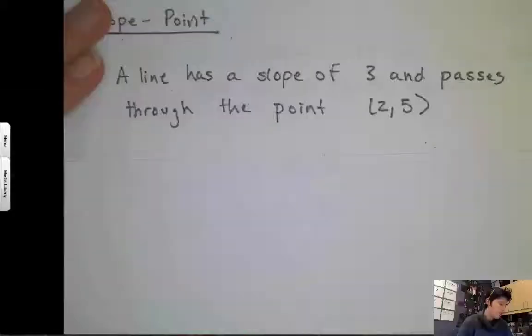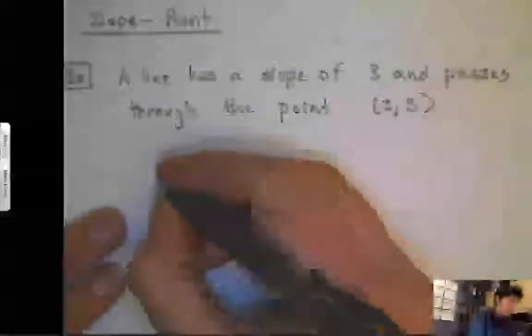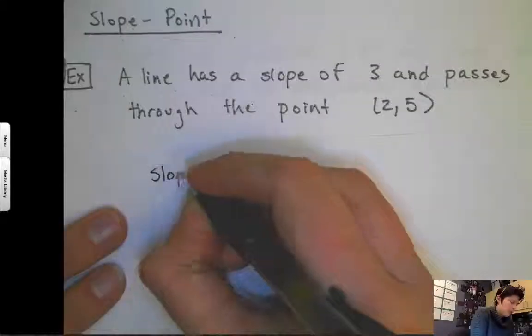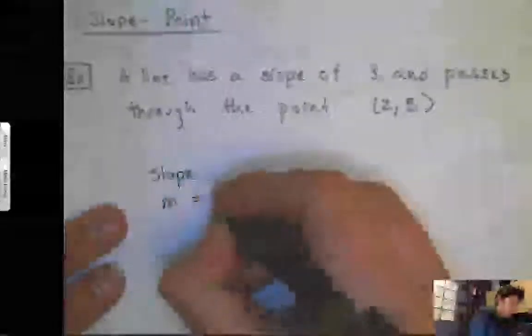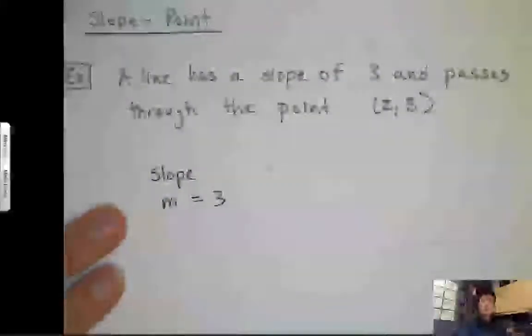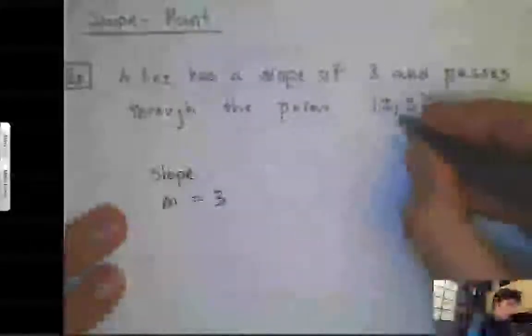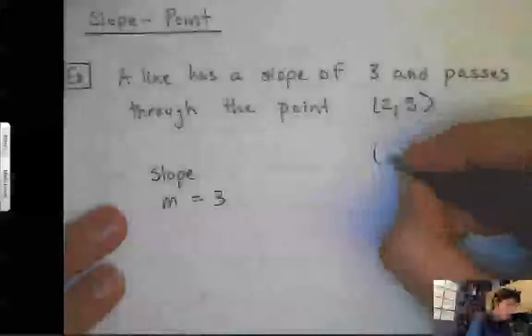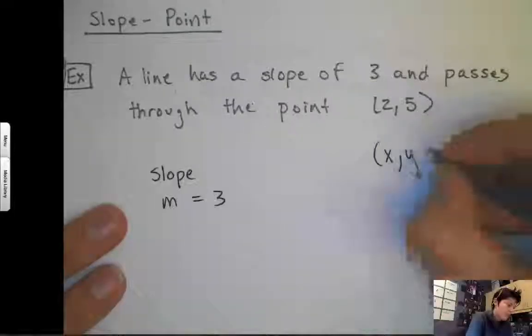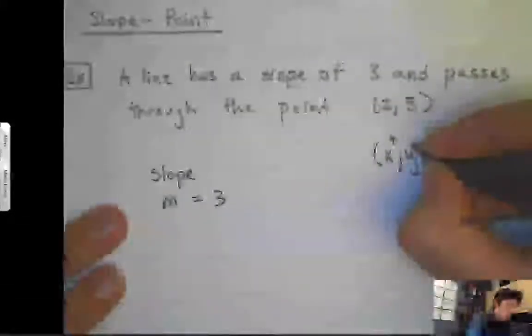So let's go through how you would approach this problem. Now the slope of 3 is a huge clue right there. If my slope, which we use the letter m, is equal to 3, I already have one important fact. I also have something else here. I know that there's a point at 2 and 5. That means that there is an x and a y value on my graph that correlate to 2 and 5.